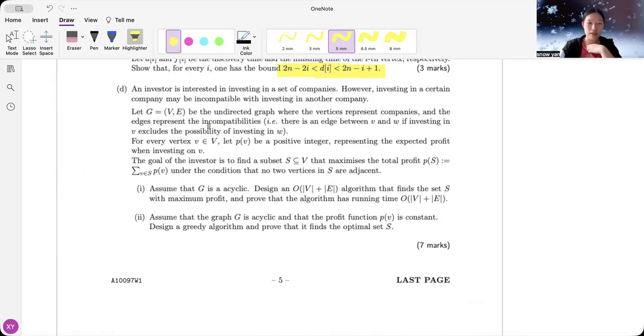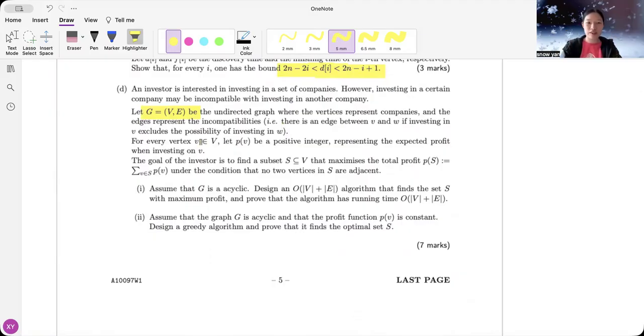And then for part D, I think this is the more interesting question from this problem, we have an investor who's interested in investing in a set of companies. However, investing in a certain company may be incompatible with investing in another company. Let G be the undirected graph where vertices represent companies and the edges represent the incompatibilities. So basically, you can't invest in two things that are connected.